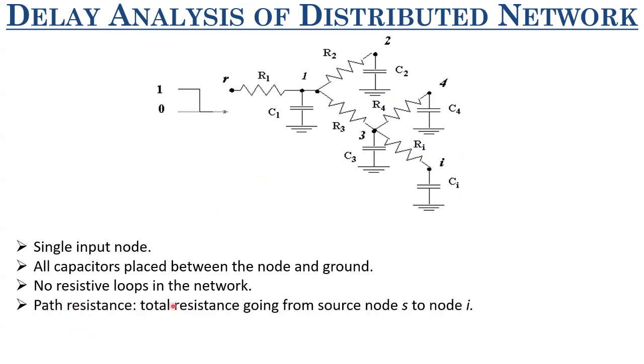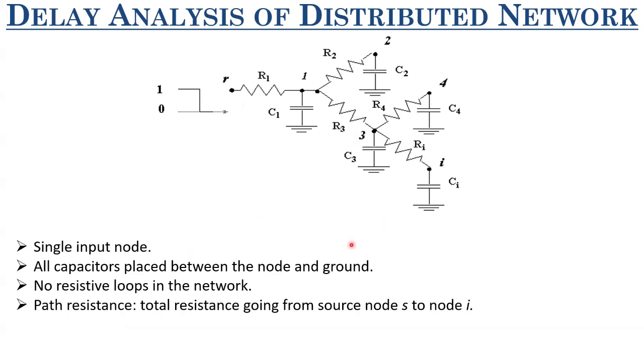So how do you define that path resistance? Path resistance is nothing but the total resistance going from the source node to node I. Let's say we have to find out the path resistance between this source node R and this I node. So what is the path between that? The path consists of R1, R3 and RI. So the path resistance will be R1 plus R3 plus RI, right?